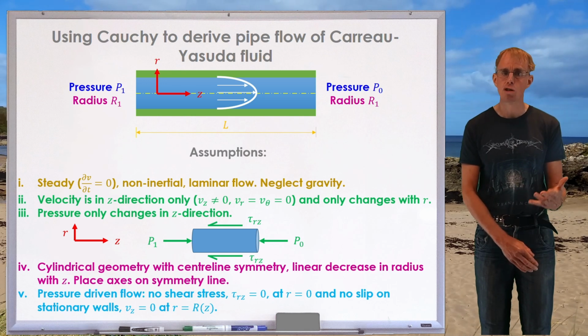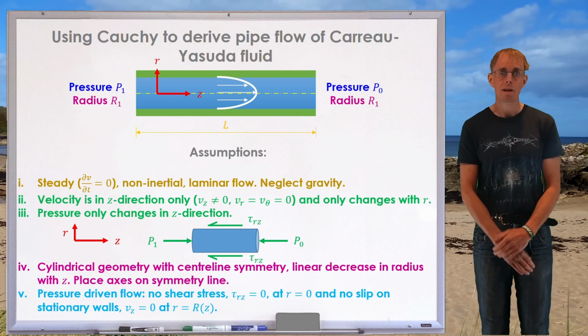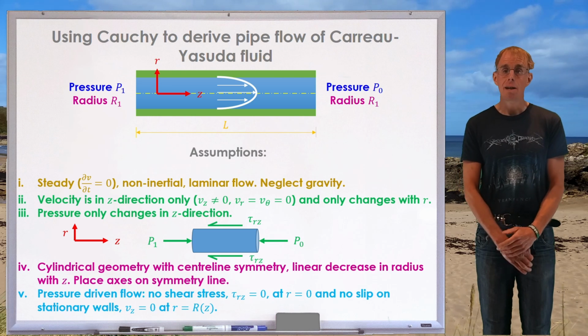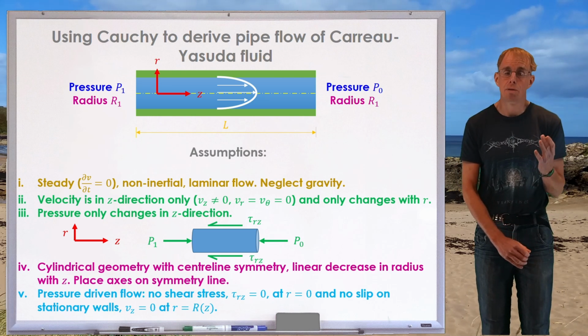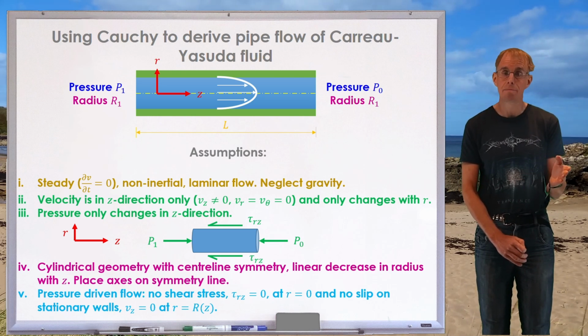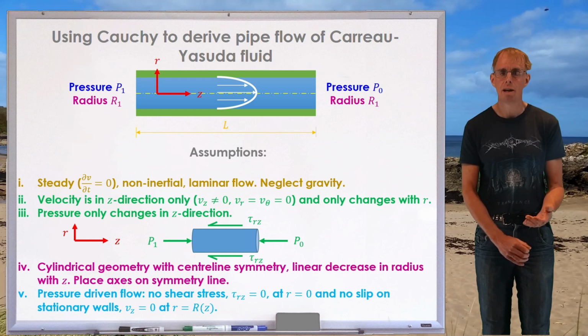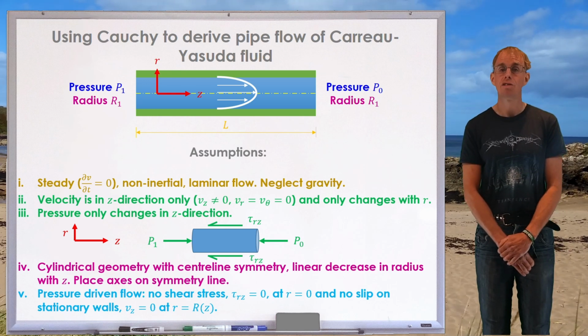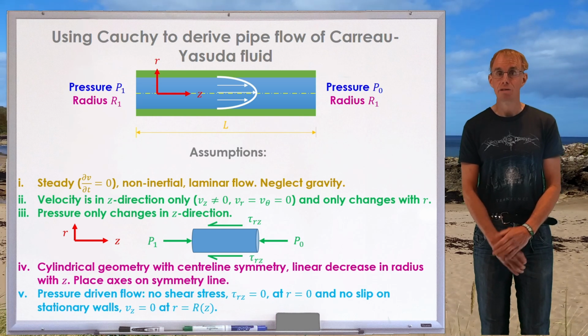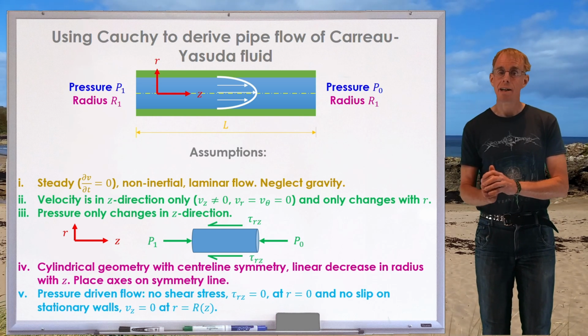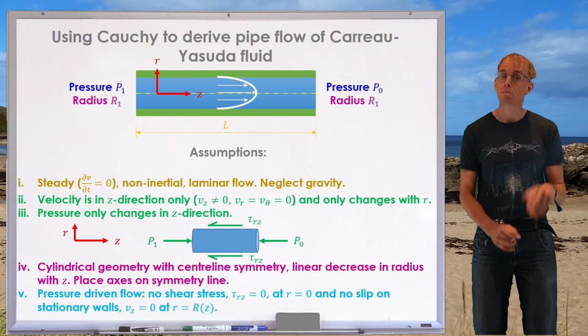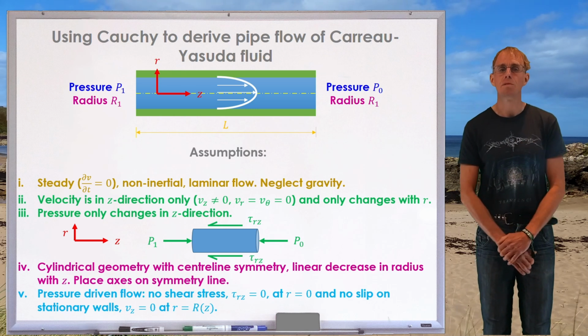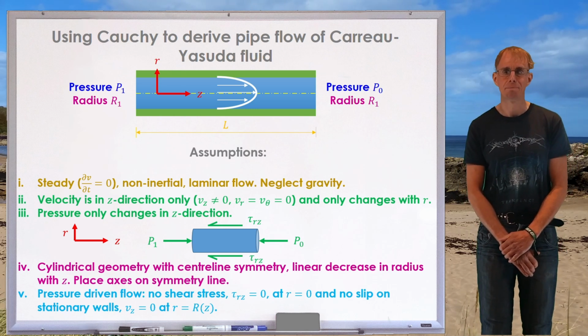So we've got a cylindrical geometry, centre line symmetry, axes on the symmetry line. In terms of boundary conditions, we've got a velocity maximum on that centre line, so that's where we have zero stress, and we've got no slip on the stationary walls, so Vz equals 0 at r equals R. If you're coming at this afresh and any of this is unfamiliar, please go back to a previous part of this lesson where these steps have been explained in a lot more depth.